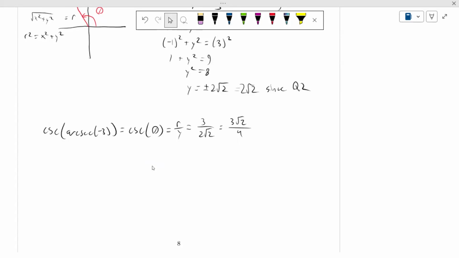I'm not going to ask you to graph a tangent or a cotangent, because it gets a little too crazy.